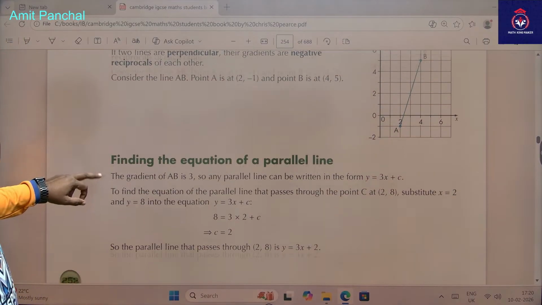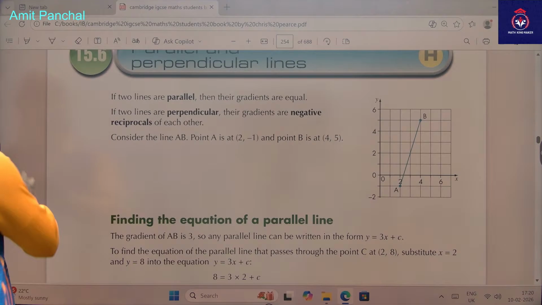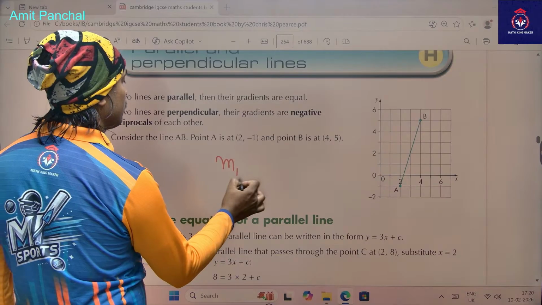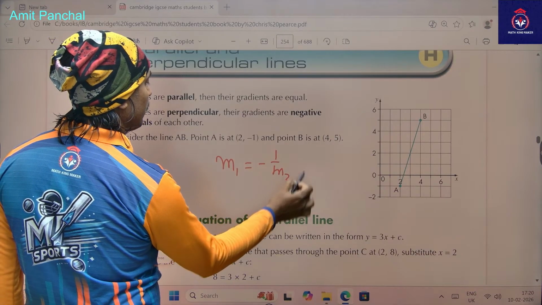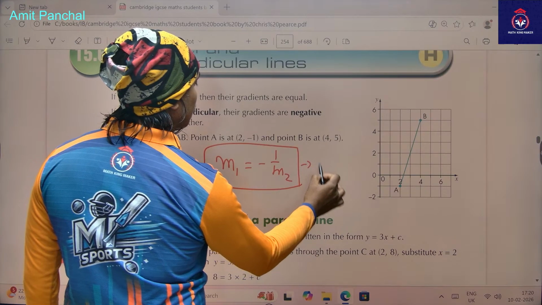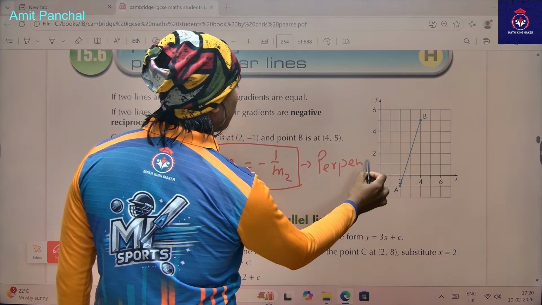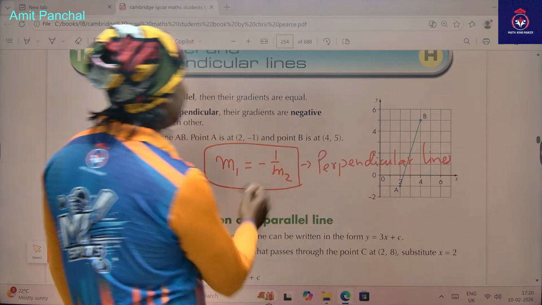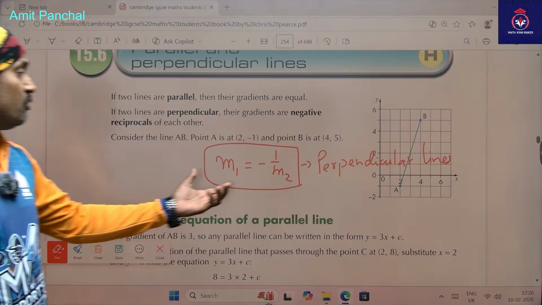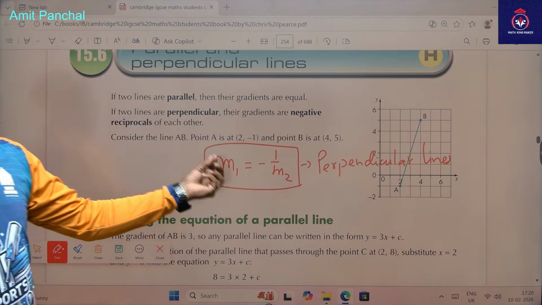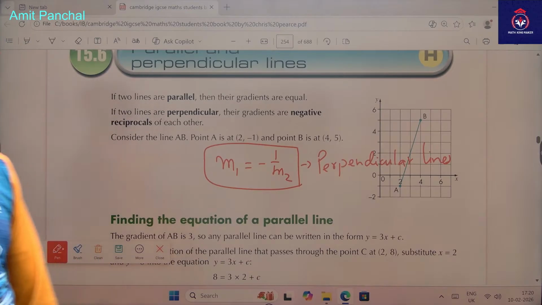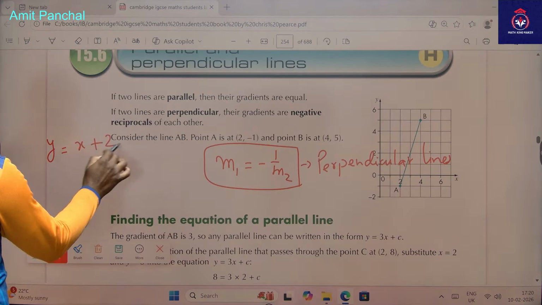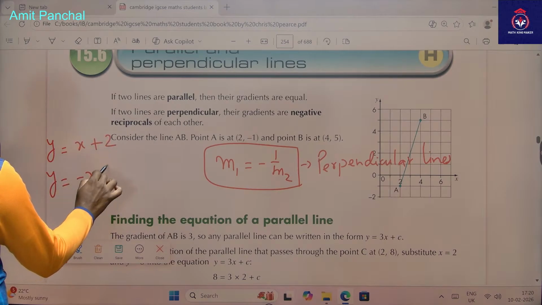And what about perpendicular lines? Perpendicular lines have negative reciprocal slopes. So what does that mean? This is the condition of perpendicular lines. If you multiply their slopes, the result will be equal to minus 1. Like a line is y equal to x plus 2, another line is y equal to minus x plus 2.